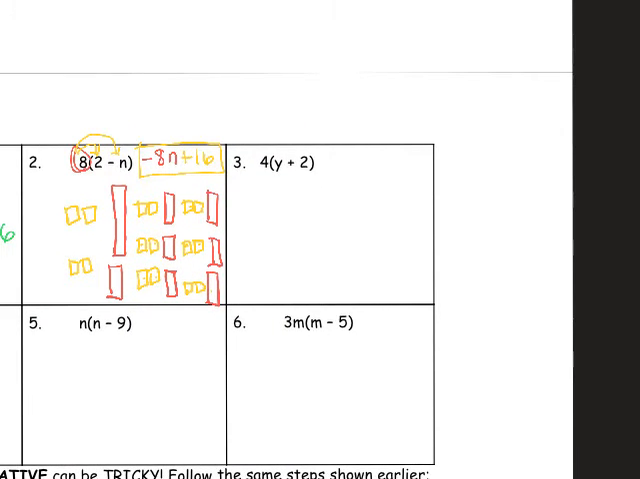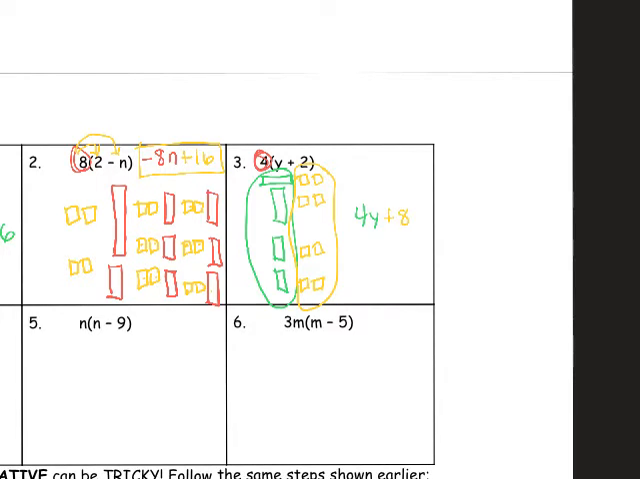Let's do one more. So again, I have y, and I have plus 2. How many times do I have that? I have it 4 times. Positive y, positive y. And I'll stick it long ways this way. Positive y plus 2 for each one because I have y plus 2 4 times. So ultimately what I have is 4y plus 8, which is the same as 4 times y and 4 times 2.